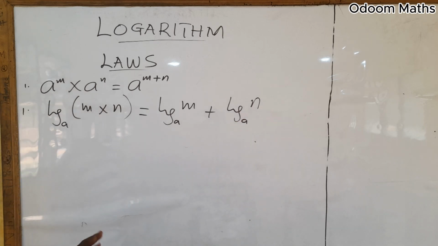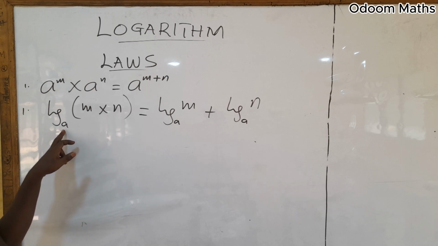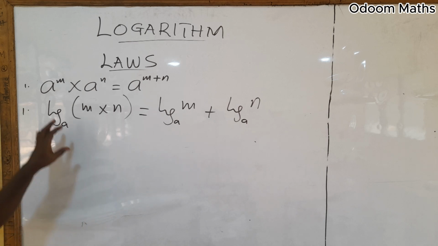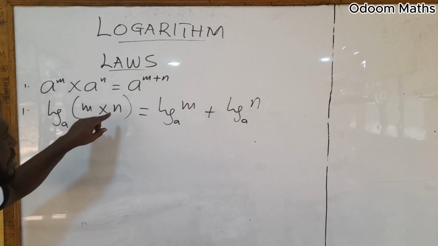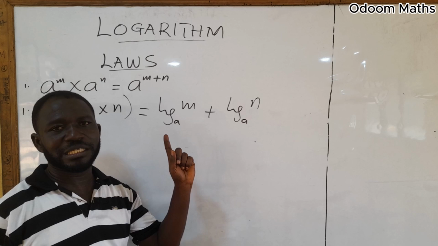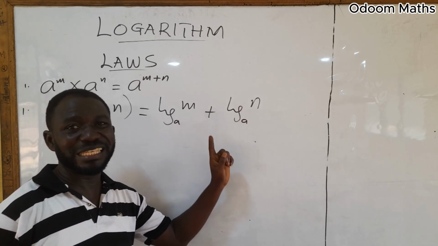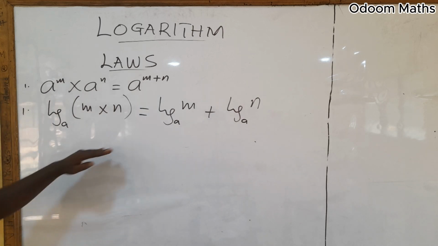So let's look at it properly. They are multiplying with a common base. So that becomes log of the first one plus log of the second one with the same base. And let's put it in mind that if the base is not written there, it means it is in base 10.